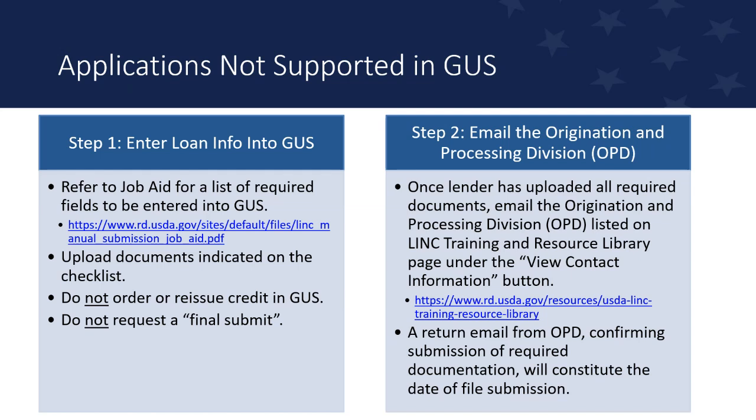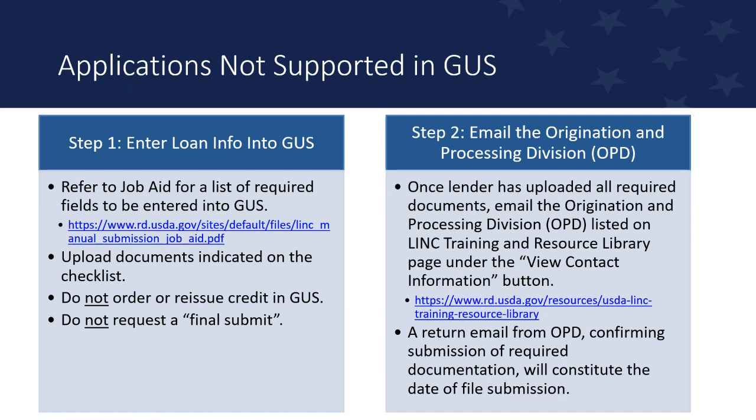We do have a manual submission job aid located on our LINC training and resource library page under the loan origination tab. I won't walk you through the entire process, but let's just touch on it briefly. So in GUS, you will enter on the eligibility page the full property address and household income. On the borrower page, the first and last name of the primary applicant and social security number. And the last step in GUS is that you will upload all the required documentation as indicated on the attachment 15A checklist. You'll upload the required documents under the application documents page.